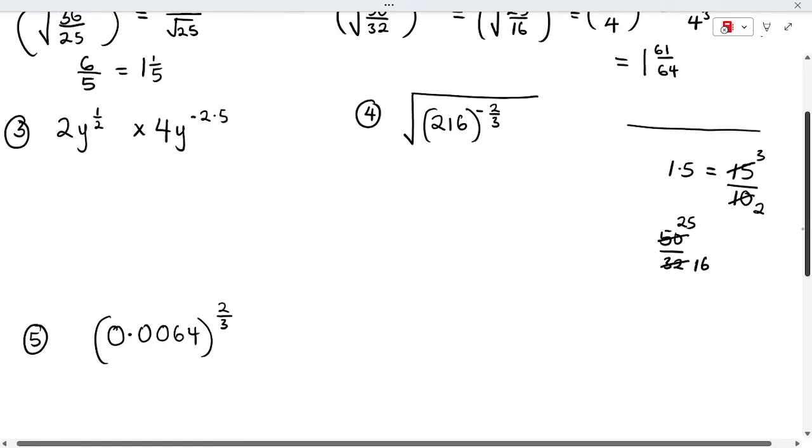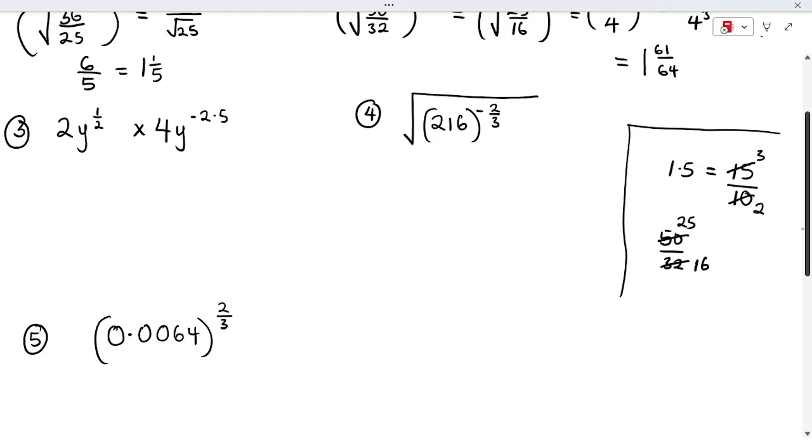This corner is for rough work, so let's separate it out. Now the next one: 2y raised to the power half times 4y raised to the power minus 2.5. In this case, you can see that you are having the same base. So don't start thinking yet of doing, oh, because y is a negative index, you make it become 1 over. You can do that, but it takes an extra step away from you. So the first thing you simply do, because they are the same base, try to solve them as indices.